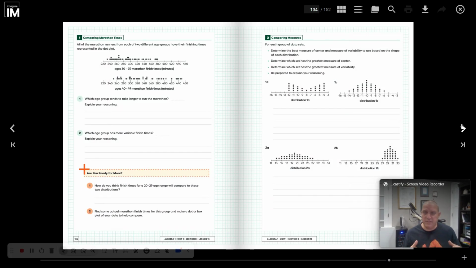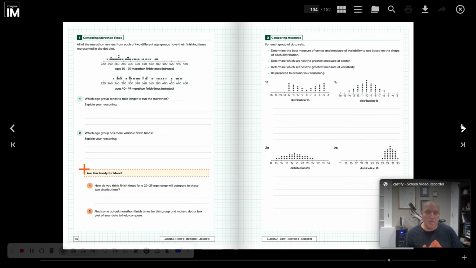Now, as we jump into it, there are two activities on this. I want to preface it by saying that there's not necessarily a right or a wrong answer as you're going through this. So on part one, we're looking at some opinions, but you have to be able to explain your reasoning. So if you thought, for example, that ages 30 to 39 happen to run slower or take longer to run the marathon, all you have to do is explain that.